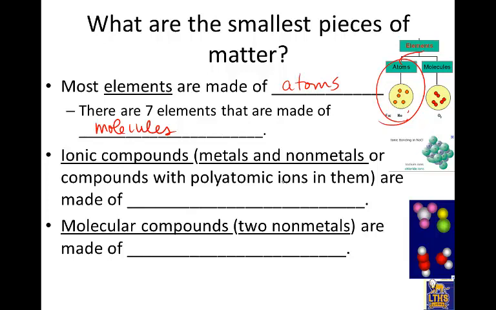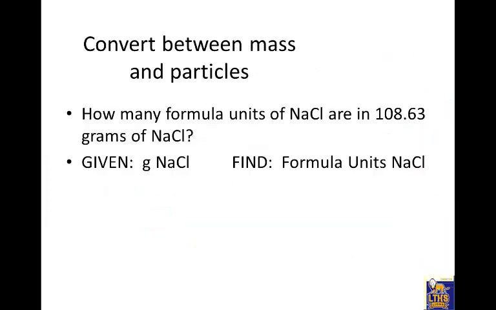Ionic compounds are metals and nonmetals, or compounds with polyatomic ions in them. This part of it is called a formula unit. And finally, molecular compounds are 2 nonmetals, and are made of molecules. Another word for molecular is covalent. So these are the representative particles, the smallest pieces that represent different kinds of matter.